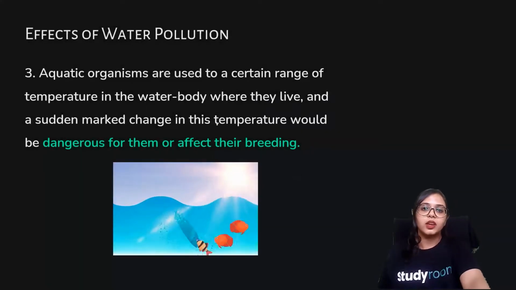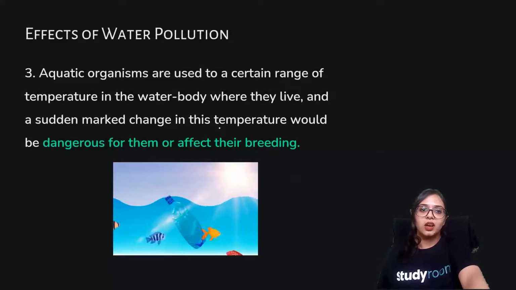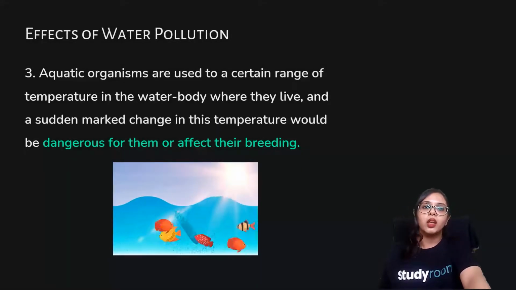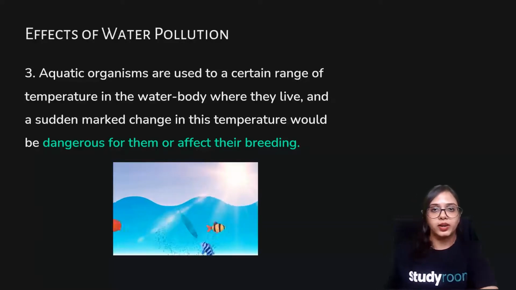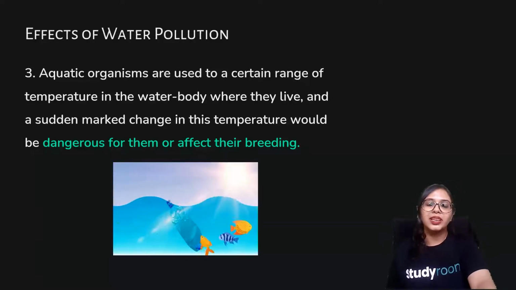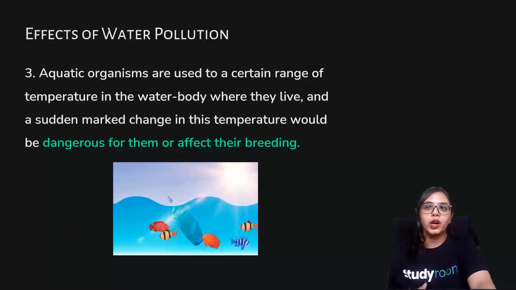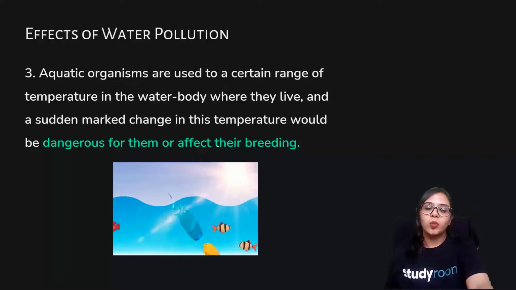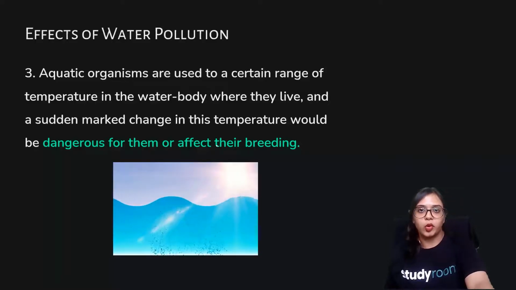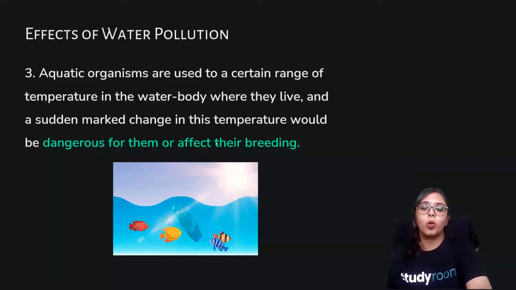Aquatic organisms are used to a certain range of temperature. So when you are releasing the warm water coolant that you had used in the industries, you are playing around with the temperature of that water body. These aquatic animals or plants are used to a certain temperature, although they are poikilothermic, that means they are cold blooded.